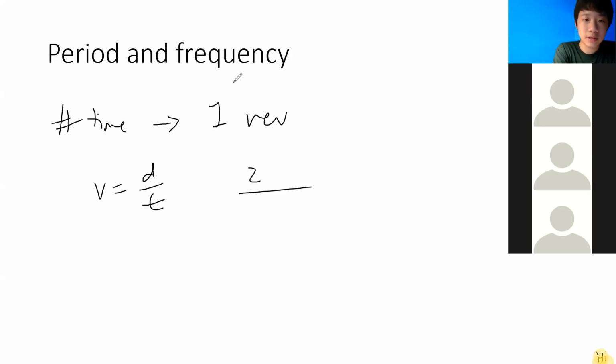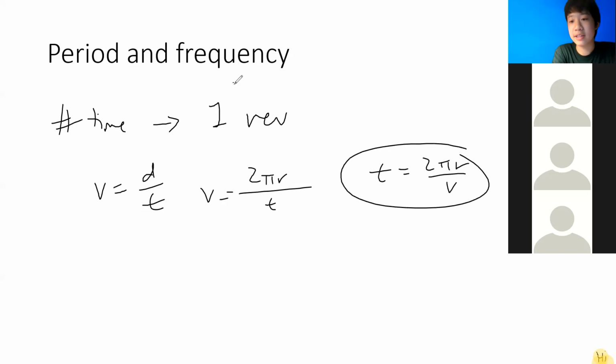2 pi r over t equals v. So if you were to rearrange, t equals 2 pi r over v. So this is the period of an object's rotation. If someone were to give you a period of 2 seconds, that would be the amount of time it takes for an object to go around the circle one time. Since this is a unit of time, we're going to use seconds as the unit for period.